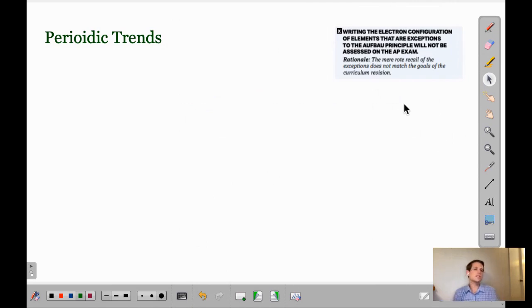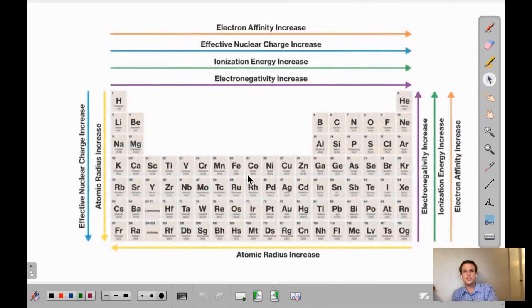Periodic trends are those classic questions, like which one is going to have the larger atomic radius? So what are the classic trends? Atomic radius, effective nuclear charge increase. They sometimes have that. Electronegativity increase, ionization energy increase, and electron affinity. So these are some of the things that are considered periodic trends.